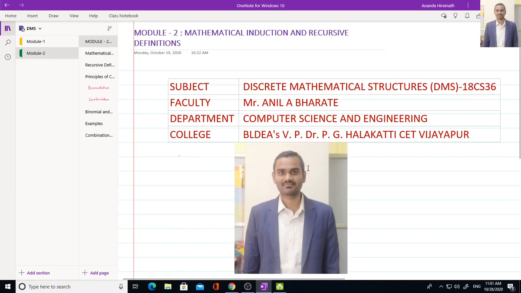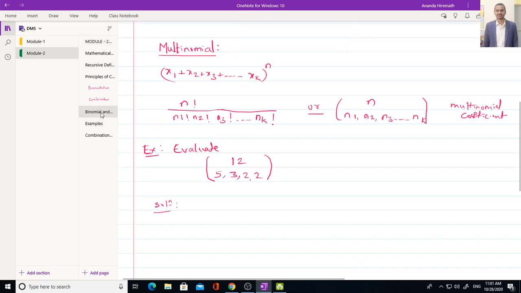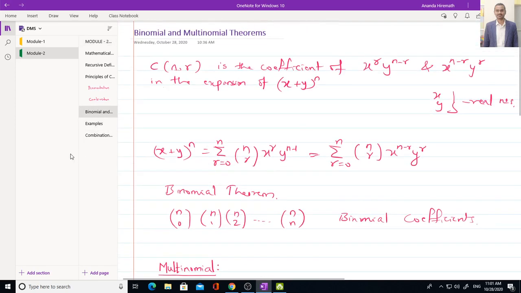In this video, I am going to explain binomial theorem and multinomial theorems. So first, to understand what is binomial theorem, let us try to understand what is nCr. We have already seen in previous videos what is nCr. nCr is equal to n factorial divided by (n minus r) factorial into r factorial.